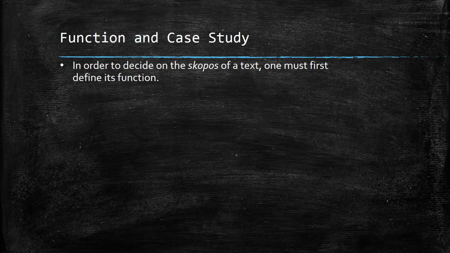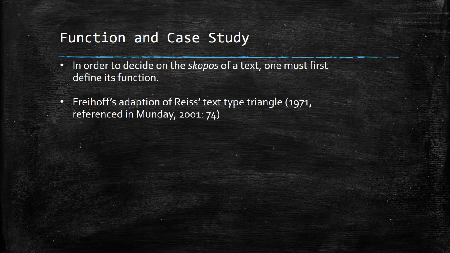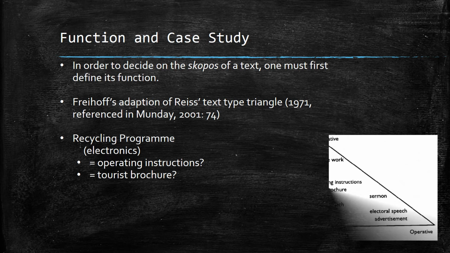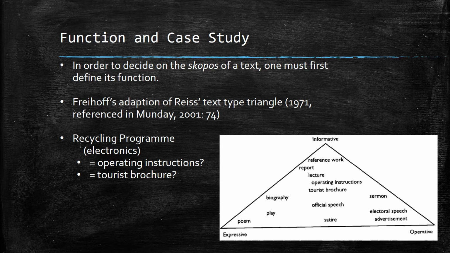To decide on the skopos of a text, we need to first define its function, and to define its function we could use Freihoff's adaptation of Reiss's text type triangle, which you can see here. Now, Freihoff's adaptation adds examples to Reiss's text type triangle. So we have examples of purely informative, purely operative, or purely expressive texts, and also examples of texts which combine 2 or 3 functions. Now, I'm going to use the example of a translation of a leaflet from a German electronics company that you receive with a new ink cartridge or toner that explains how to recycle the product once it's finished.